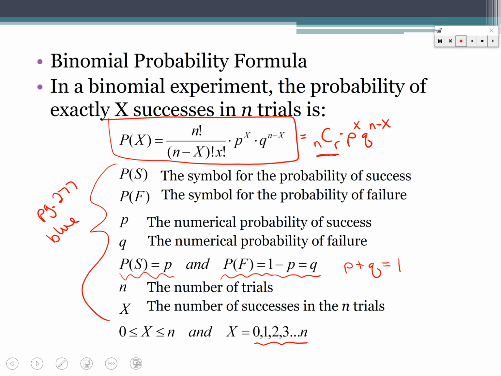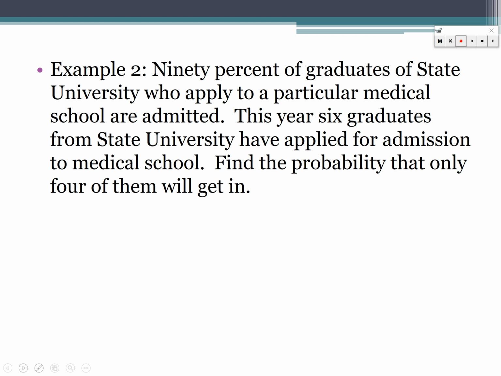It has to be a whole number. I can't have 1.5 successes or 2 1/3 successes. I can't do that. Again, if you didn't get quite finished, page 277, the blue box. So let's try this out.